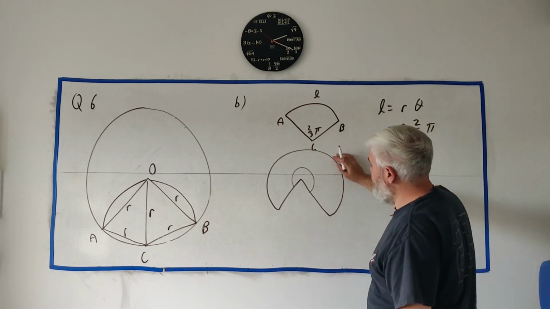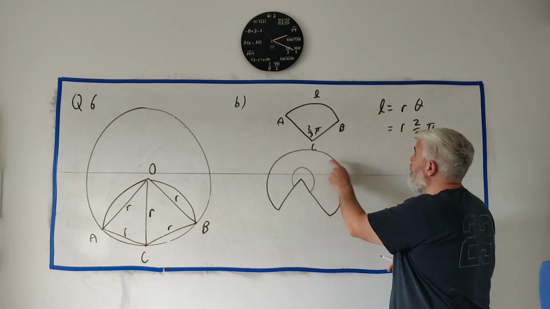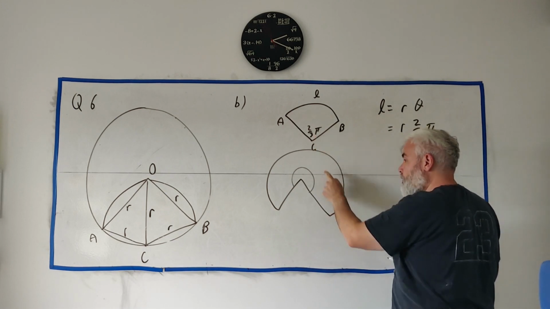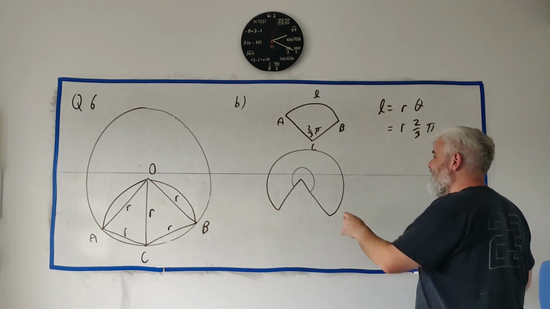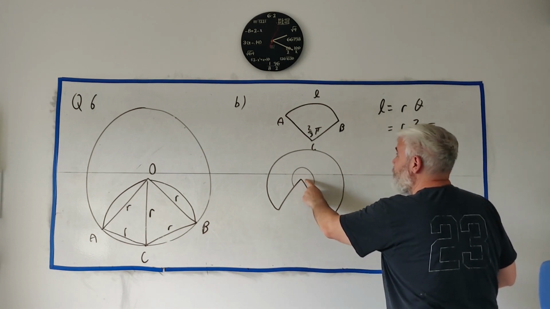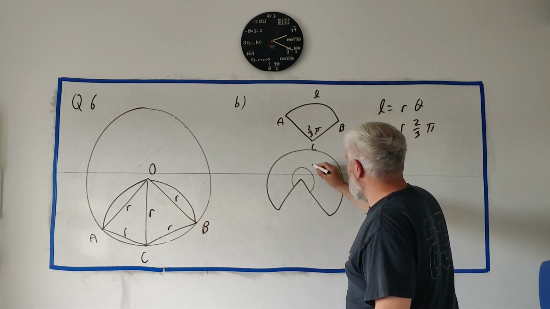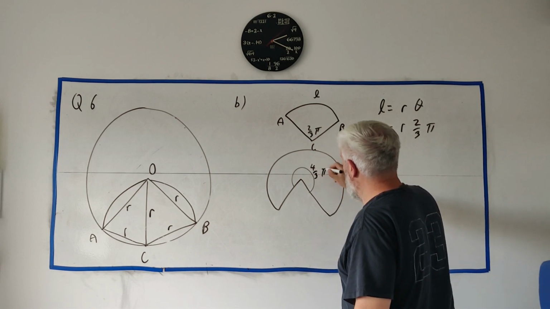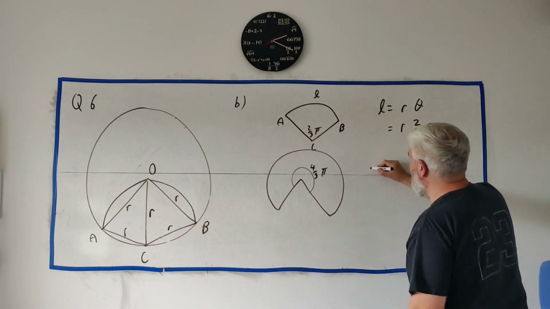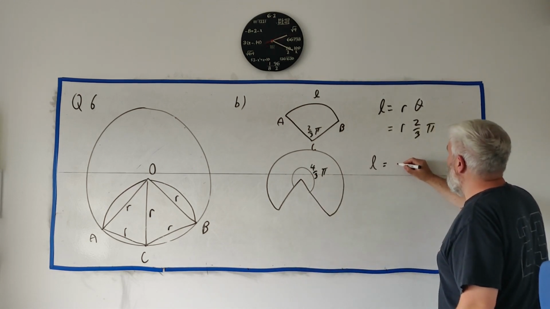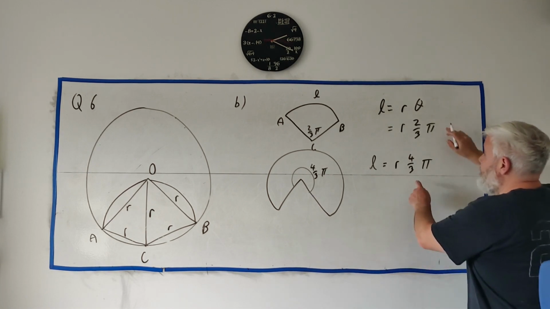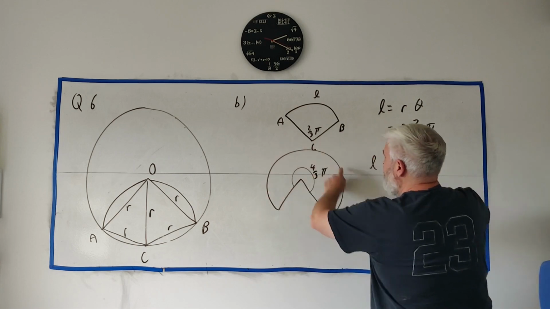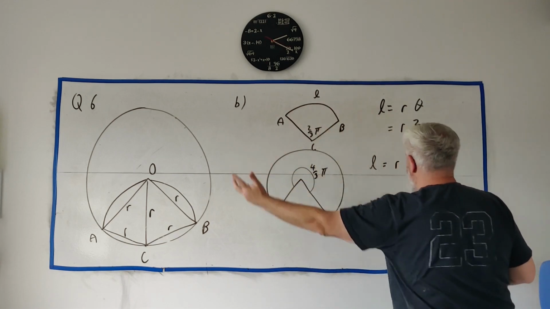This angle is, the whole circle is 2 pi. This is 2 over 3. Remember, this is the long way. This is not the easy way to do part B. So this is 2 pi minus 2 over 3 pi, which is 4 over 3 pi. So the length of this part is L equals r times 4 over 3 pi. Add these two together. This length plus this length is the total thing.